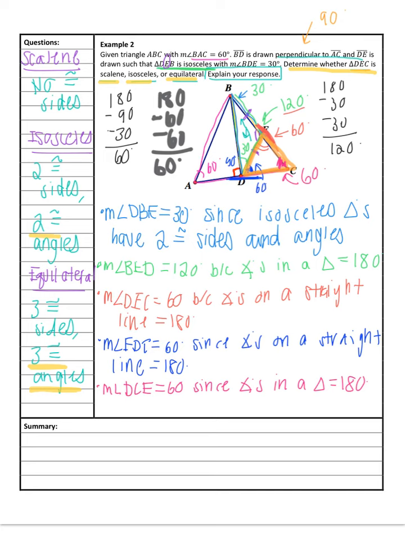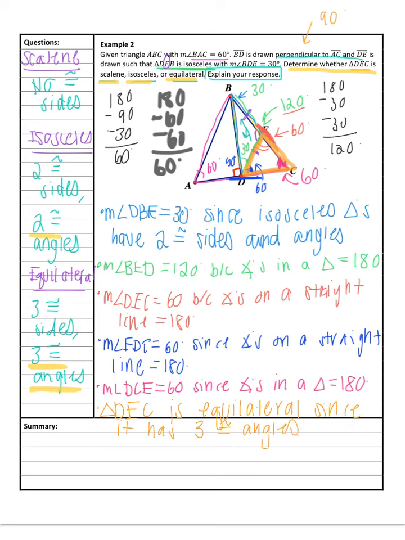Hopefully you have some space left. I might go into the summary box here. Hopefully you don't, so that you can go back and write your own summary after class. So the last thing I'm going to jot down is triangle DEC is equilateral since it has 3 congruent angles.